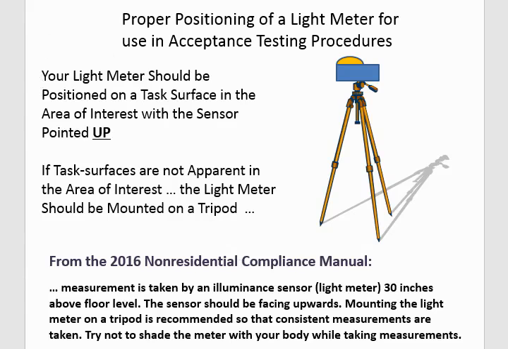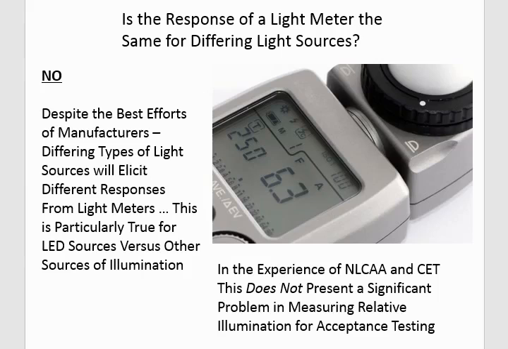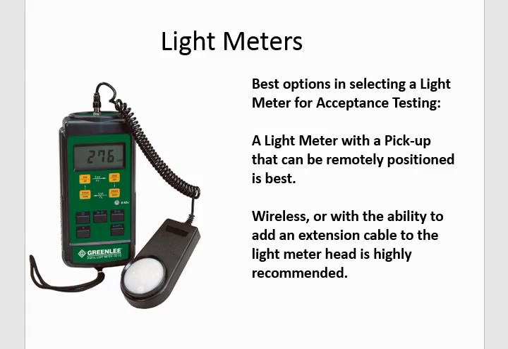The non-residential compliance manual says if you're in an empty spot taking your measurements, there's no task surfaces, benches, desks, whatever installed, that 30 inches above the ground on a tripod is recommended, with the pickup pointing up to capture horizontal foot candles. As noted here, your light meter will react differently to natural and artificial lighting. This should not present a significant problem, hopefully. Haven't seen that it does, and even if it does, who would really know?